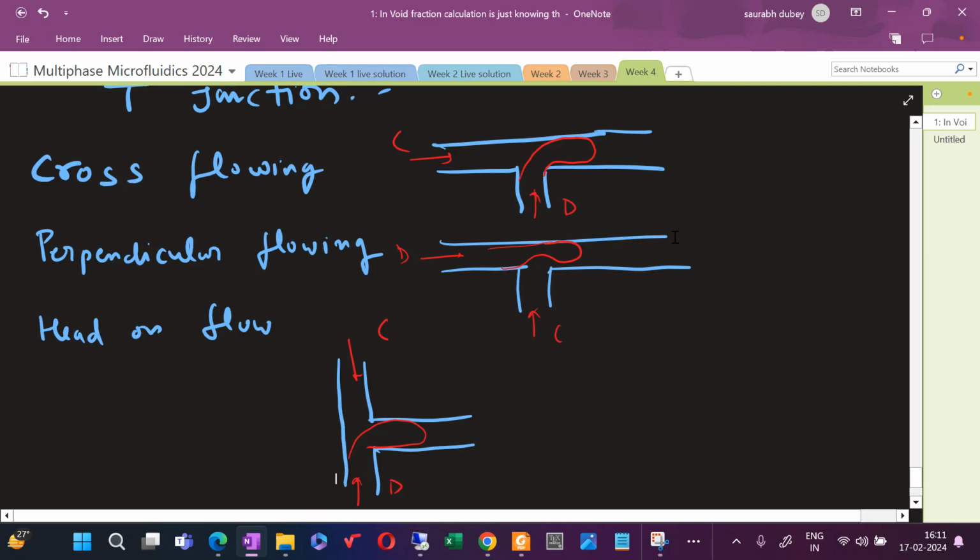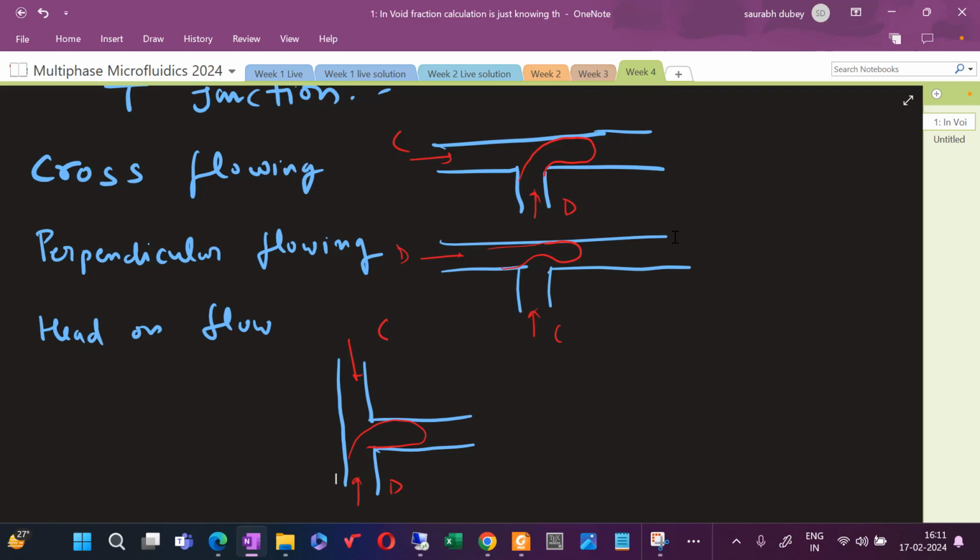So in the cross flow, the continuous phase is a straight channel, the droplet shears off by the cross flowing stream, and in the perpendicular flow, the dispersed phase passes through the straight channel, and so there is a narrow droplet size distribution. Here narrow droplet size will be forming. So narrow droplets will be forming here.